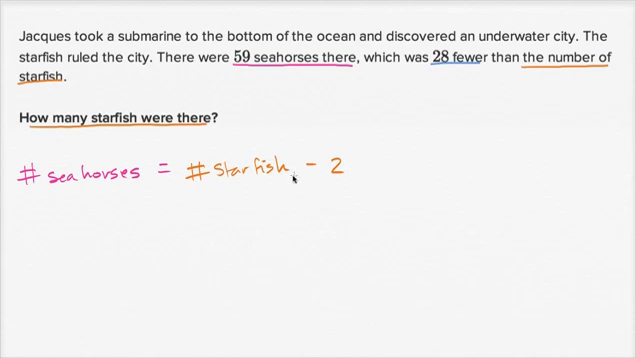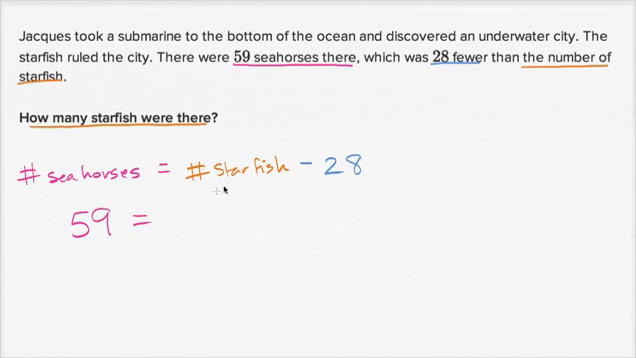So if I have the number of starfish and I go 28 fewer than that, that's going to be the number of seahorses. That's what they tell us: there were 59 seahorses there, which was 28 fewer than the number of starfish. And they actually tell us what the number of seahorses is. It's 59.